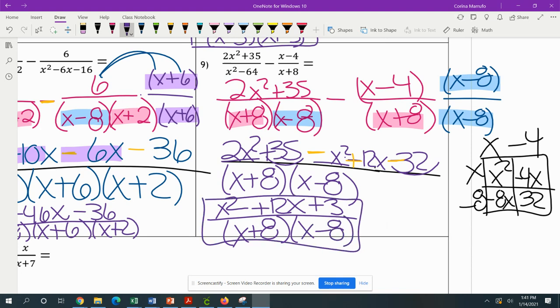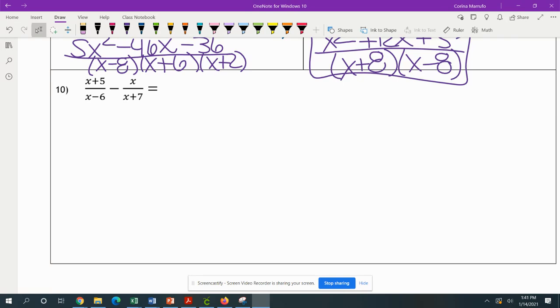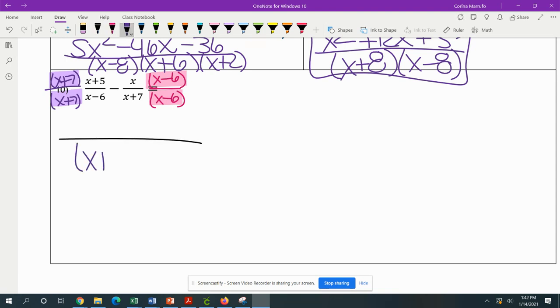All right, we have one more example. All right, so on here, x minus 6, x plus 7, we can't factor, okay? So on this problem, what we're going to have to do is multiply the top and the bottom by the x minus 6 here. And then on this side, we're going to have to multiply the top and the bottom by x plus 7. Okay, so then from there, we have our common denominator, which is now going to be x plus 7, x minus 6.